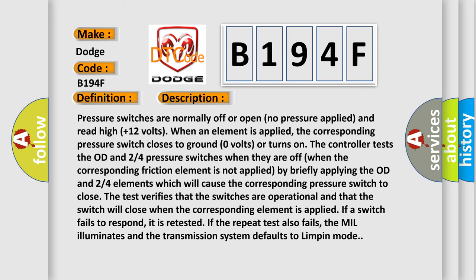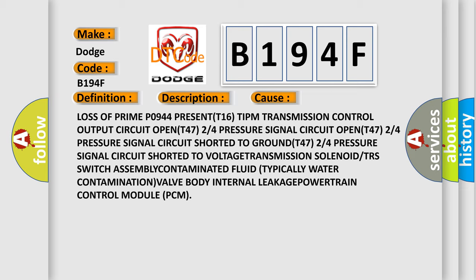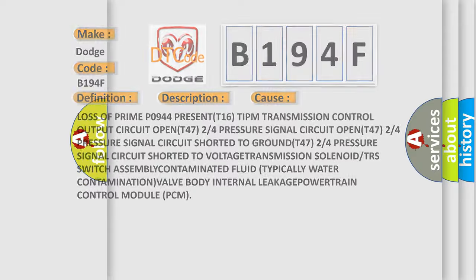This diagnostic error occurs most often in these cases: loss of prime P0944, present; T16 TIPM transmission control output circuit open; T47 2 or 4 pressure signal circuit open; T47 2 or 4 pressure signal circuit shorted to ground; T47 2 or 4 pressure signal circuit shorted to voltage; transmission solenoid or TRS switch assembly; contaminated fluid, typically water, contamination; valve body internal leakage; powertrain control module PCM.